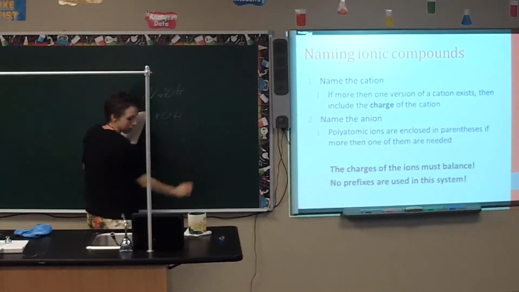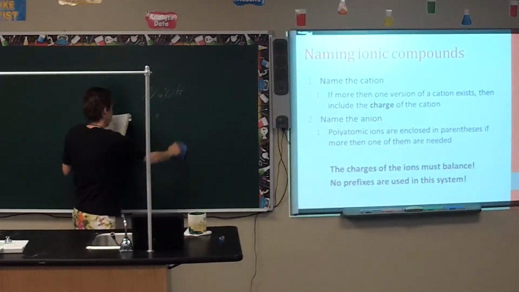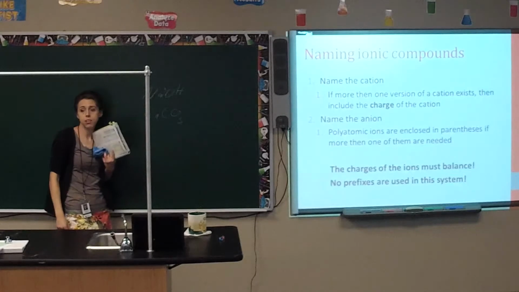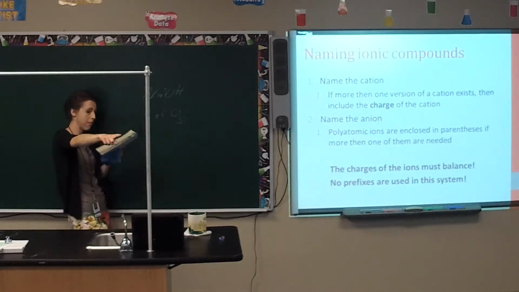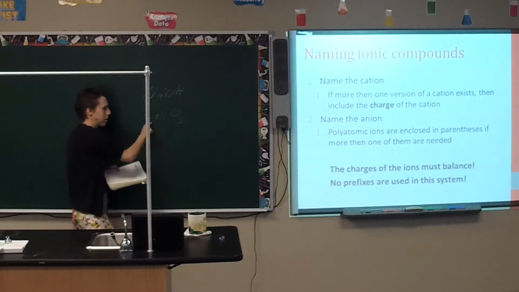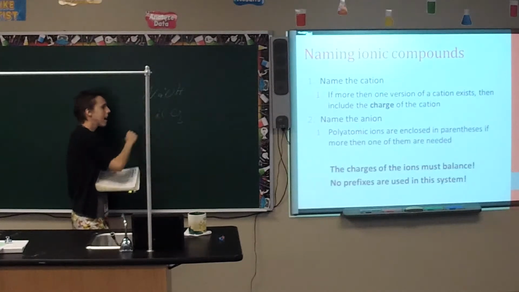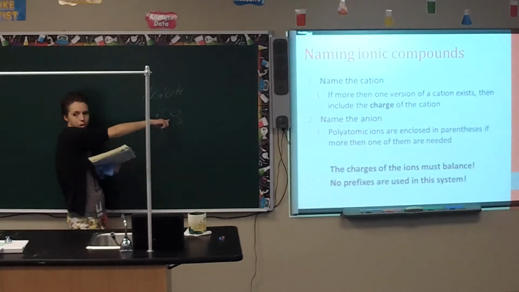Oops, that is not the right substance. I know they're in your book, but don't cheat, because you have to practice. So we'll start with Ethan. What is this one? What's the cation? Ca. Calcium. Alright, and then what is this anion?